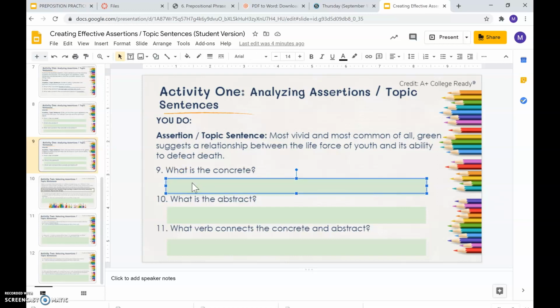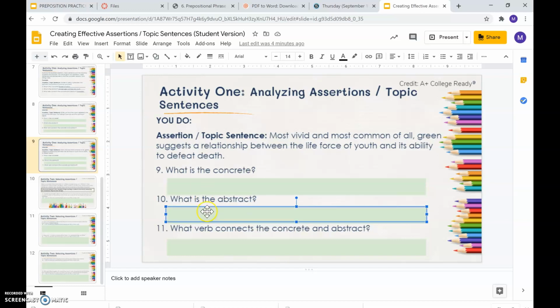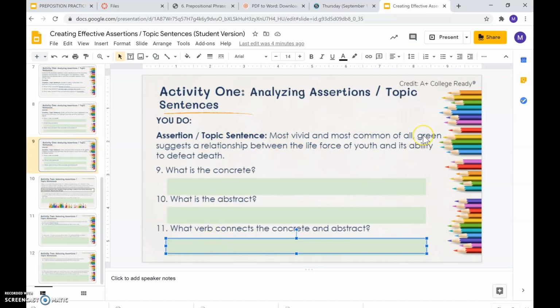What color can I see? So what is physical? What color? What is the abstract? What does the color suggest? What is it symbolizing? And then what verb connects the concrete to the abstract? What verb connects the color to its meaning?